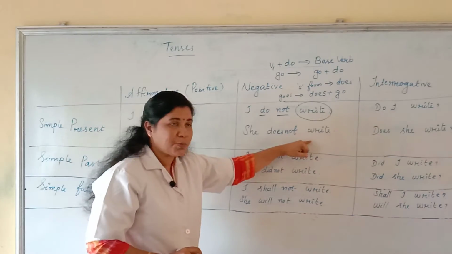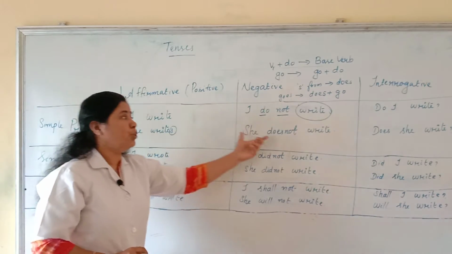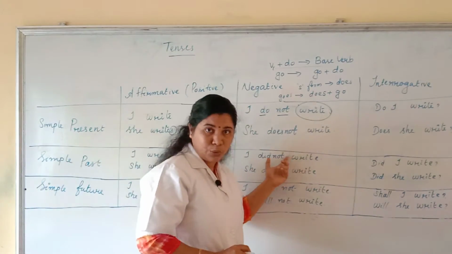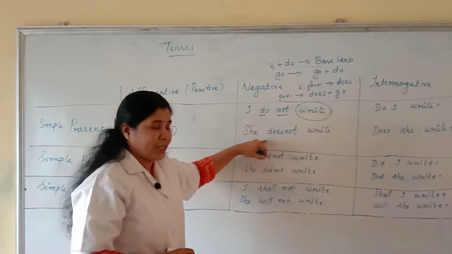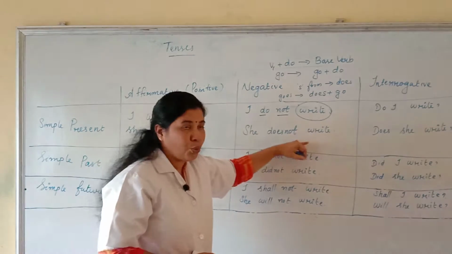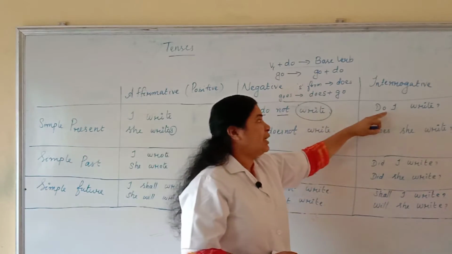So whenever we are splitting writes, then it will come to does plus not. We are making negative, so we have to add not. So it is she does not write. Is that clear? And now interrogative.